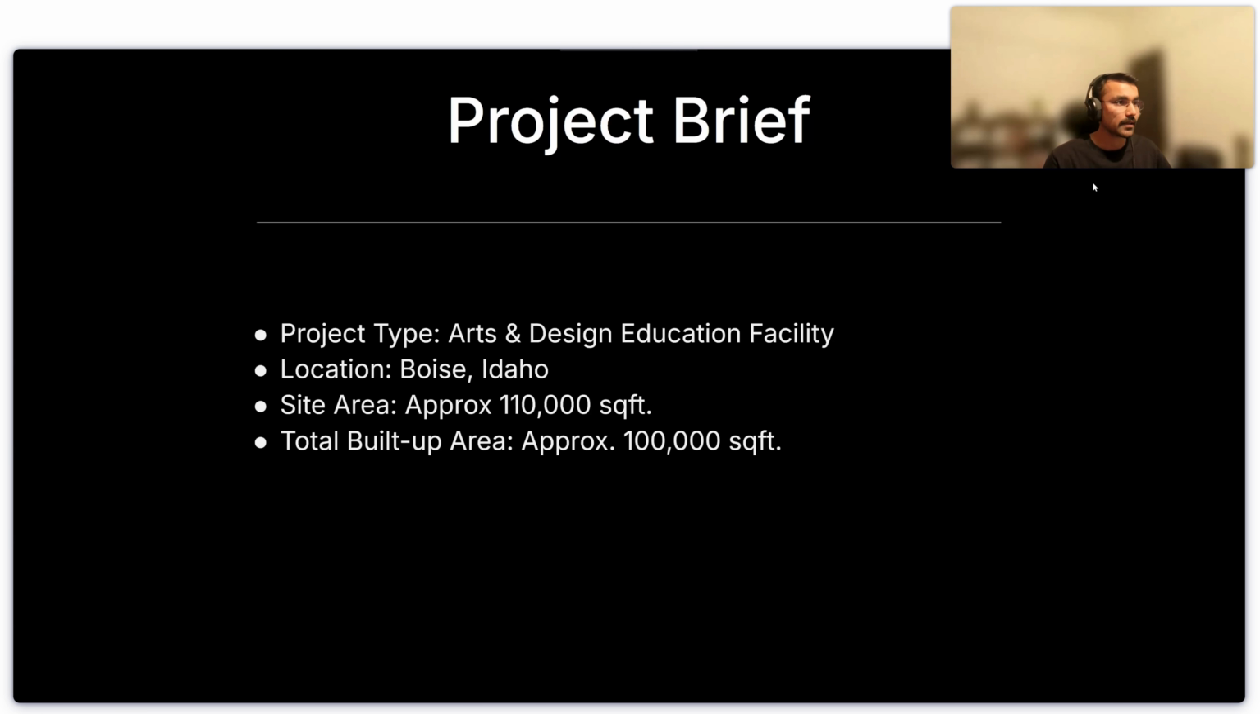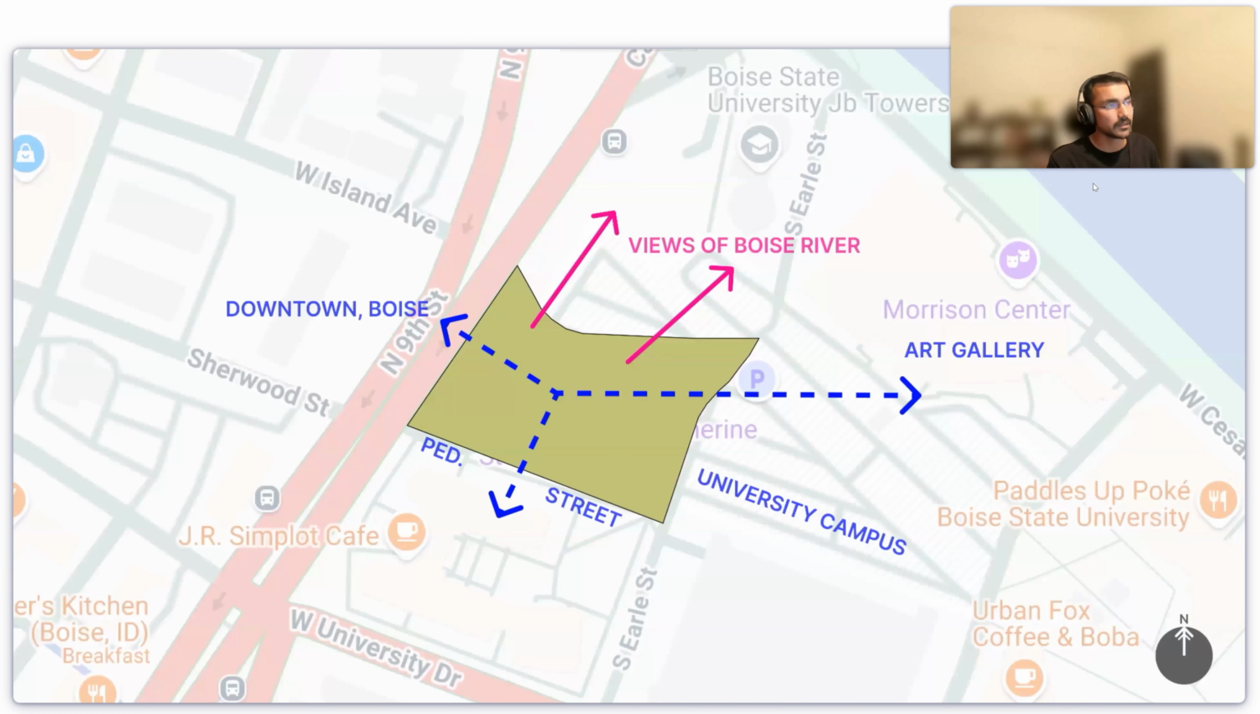And where we want to kick things off here is with a simple concept sketch. So there are these three avenues that intersect kind of in the middle of the site. To the west, we have the downtown, like I mentioned. To the east, we have the rest of the campus and the art gallery. And to the south and southwest, we actually have the main pedestrian street. That's also the service entry to our site. And to the north, notably, we have the views of the Boise River. And further north, you can actually see the mountains that abut the city of Boise, right?